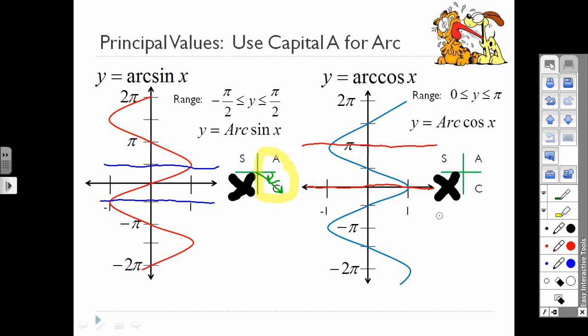Okay, so let's do that same analysis over here. For cosine, once again, remember that we are not going to use the third quadrant. For cosine, we're always going to have the positive quadrant be the first quadrant.